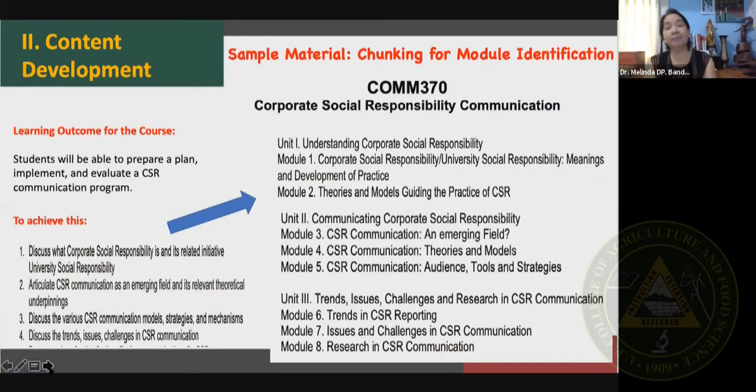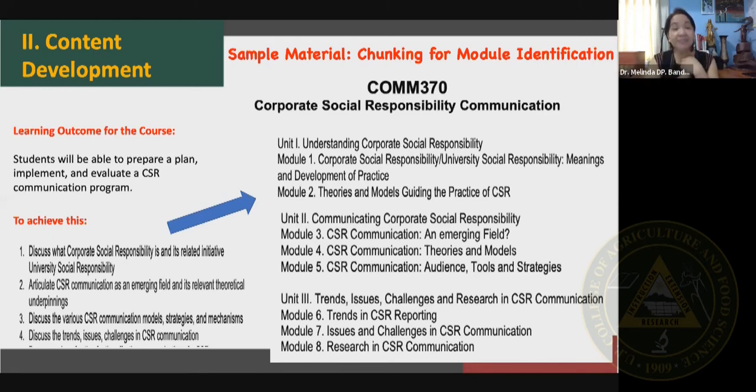Okay, so this is just an example for module identification. This is the course that I am teaching now. It's a corporate social responsibility communication. And this is the set learning outcome for the course: that at the end of the course, I'm expecting my students to be able to prepare a CSR communication plan or program, implement it, as well as evaluate whether it is their own CSR communication program or the CSR communication program of other organizations. So, plan, implement, evaluate. Yun yung gusto kong magawa nila.